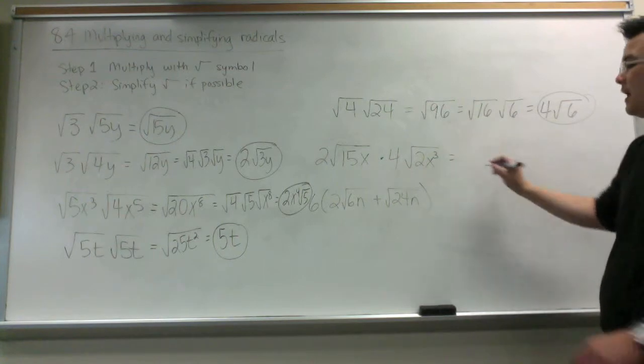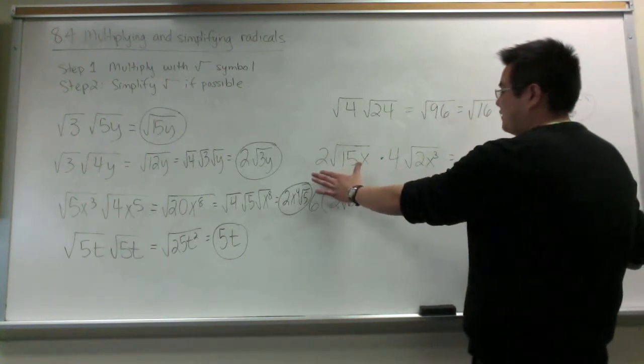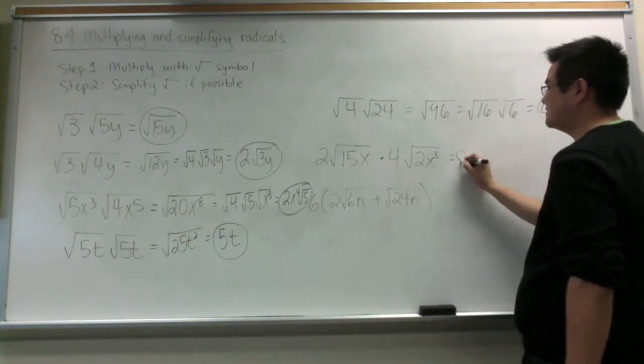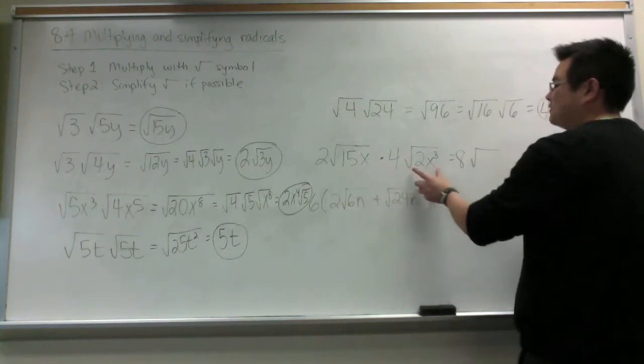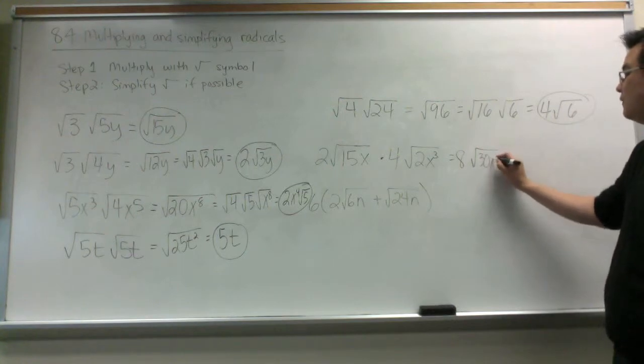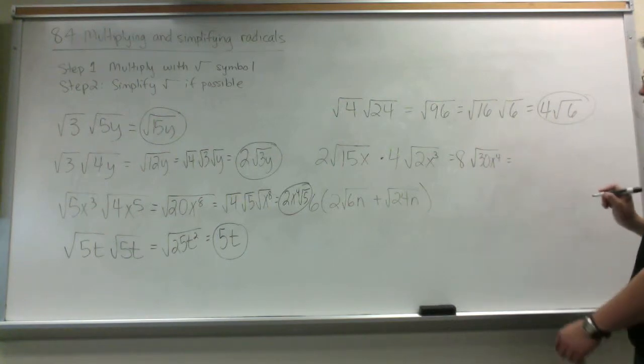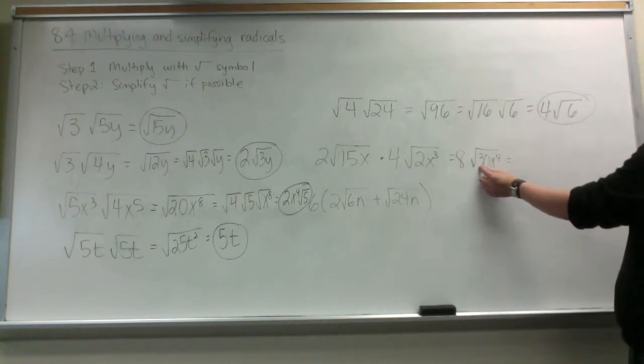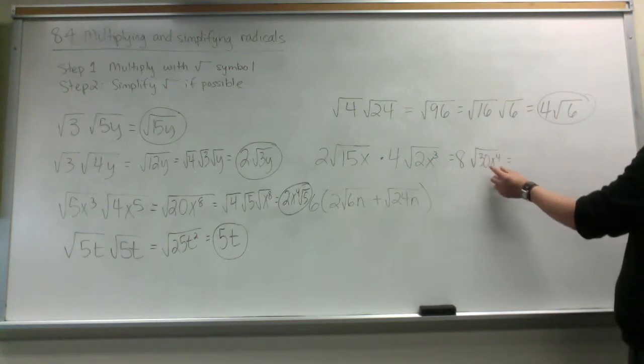In the next example, I have two whole numbers in front of the radical, so 2 times 4 is 8. Then I'm going to multiply the radicals together. 15x times 2x cubed is 30x to the 4th. Now I'm going to keep the 30 the way it is because it doesn't have a perfect square factor.